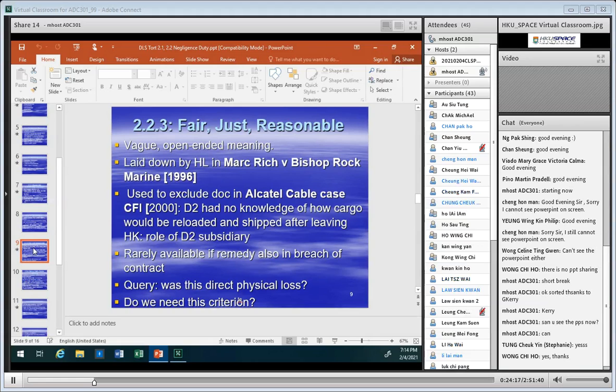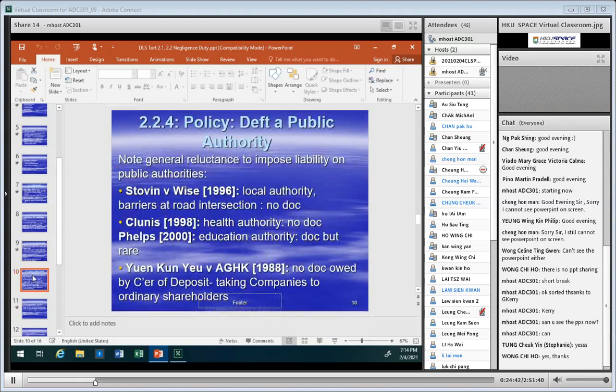And they stretched it a little bit by saying that the type of loss suffered in these cases was not directly caused physical damage, it was indirectly caused physical damage. And everybody asked that query at the bottom, hang on, wasn't this direct? So it's the court saying, we don't think a duty of care should be owed here, so how are we going to justify it? Oh, we'll say it's not fair, just or reasonable. So, that's the way the courts work.